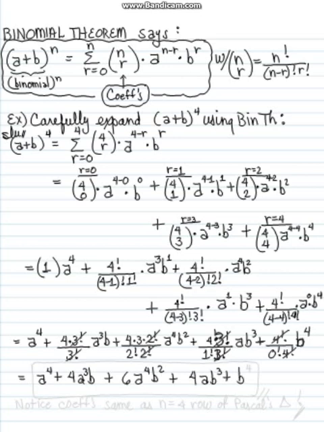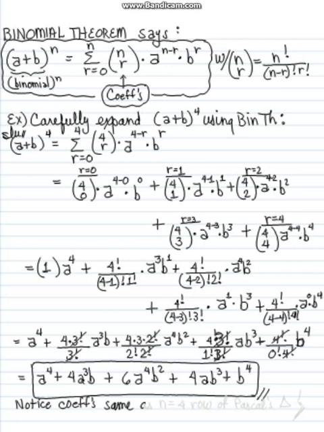You'll notice the coefficients that we got for this expansion are the same as the n equal 4 row of Pascal's triangle. So it would probably be easier just to use the triangle for something like the 4th power. But what if you had the 46th power? You're going to draw a huge triangle just to get the coefficients? No, you're going to use this method. So that's the beauty in this binomial theorem.